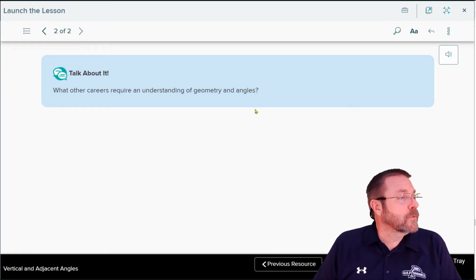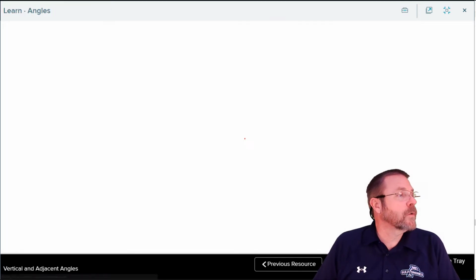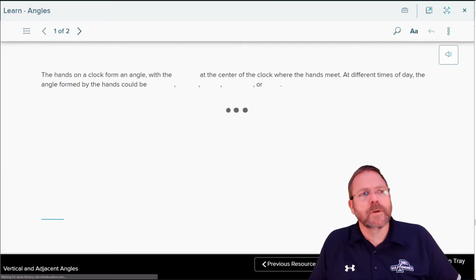What other careers require an understanding of geometry and angles? Well, there's a bunch of them out there, I'm sure, but we're not going to talk about all those because we've got some real math to learn today.